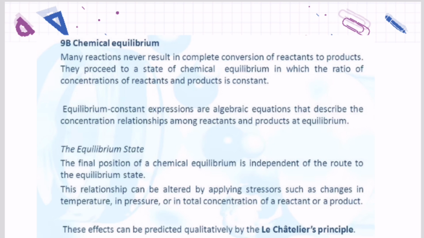So many reactions never result in complete conversion of reactants to products. They proceed to a state of chemical equilibrium in which the ratio of the concentrations of reactants and products is constant. So equilibrium constant expressions are algebraic equations that describe the concentration relationships among reactants and products at equilibrium. The equilibrium state, naman, the final position of a chemical equilibrium, is independent of the route to the equilibrium state. So the equilibrium constant expression becomes the second formula.